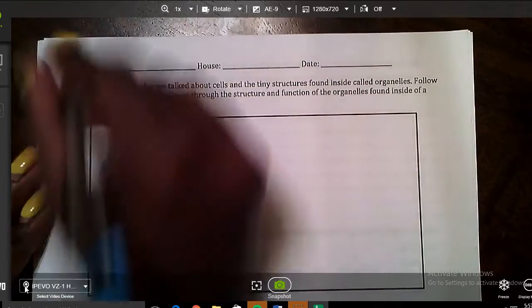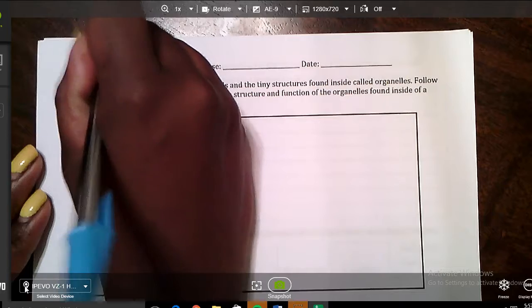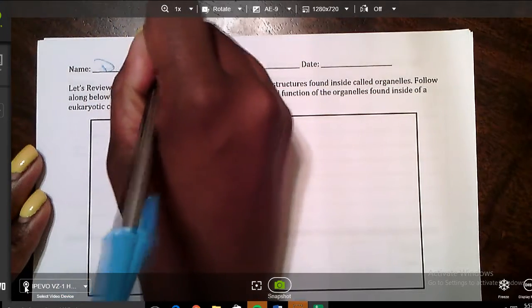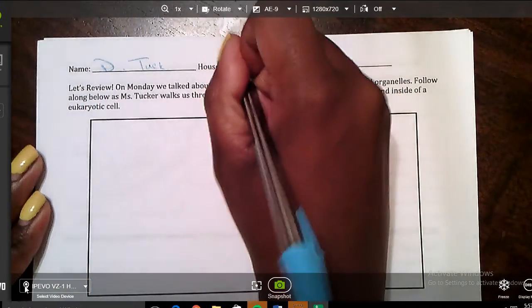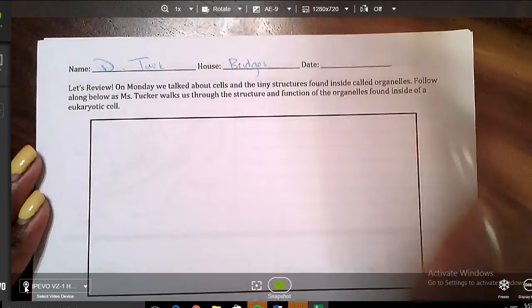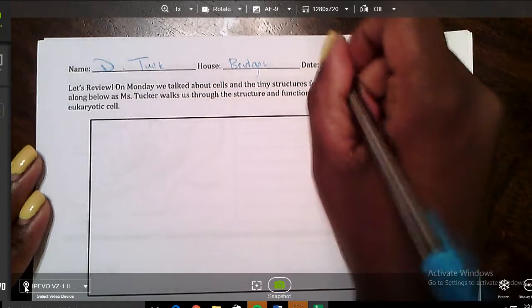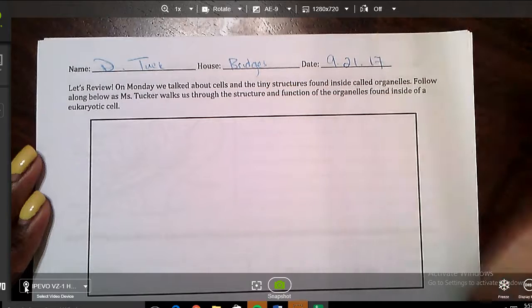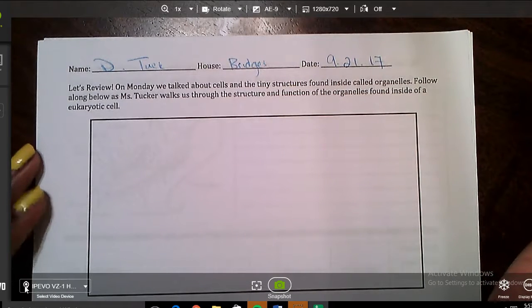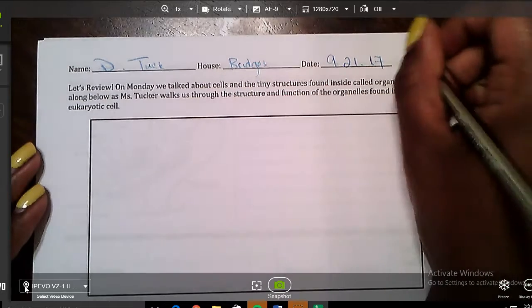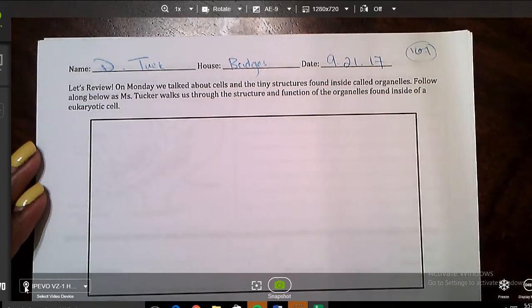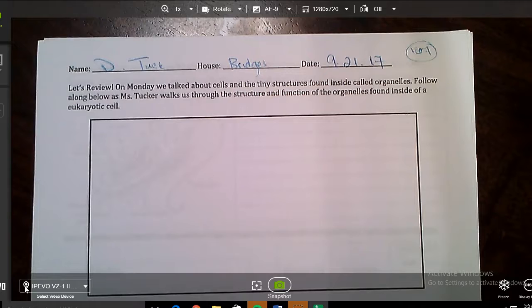Let's do it. You're going to go ahead and write your name and date at the top, your house, and the date, which is the 21st. And it's crazy because this morning you did your reflection and you learned that there are only 167 days left in the year before you're a seventh grader. Every single moment counts, so let's get to it.